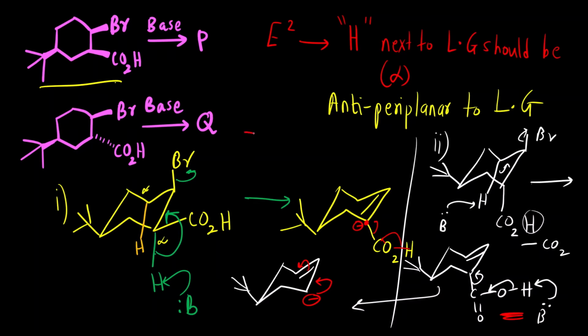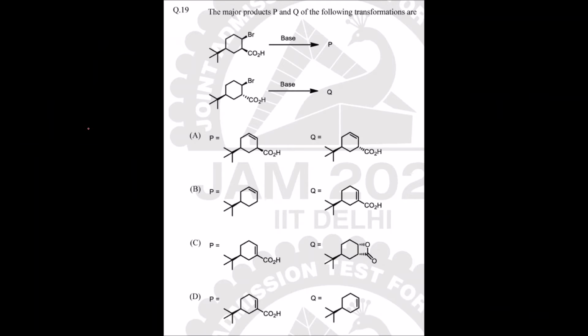And always remember, loss of CO2 takes place only when the carbanion generated is stable. Only when the carbanion is stable will decarboxylation take place, or else it will not. So what are the correct answers? The correct answer will be option D. This one, and then loss of CO2. In the first one CO2 is given, here also CO2H is given, and this one is incorrect. This is the only correct answer.